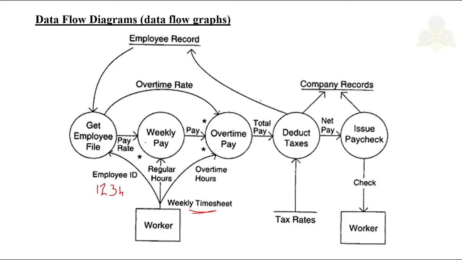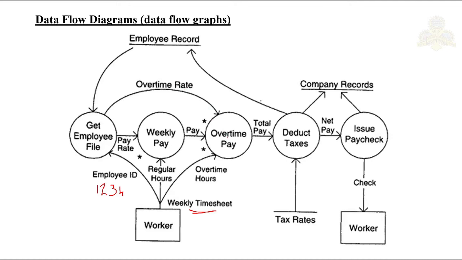Once we have got the employee details, we have to check how many hours he has worked in a week or a month, and whether he has done any overtime. This weekly pay process checks the regular hours he has worked, and the pay rate would be added for those regular hours. Next we have overtime pay. This process checks whether the employee has done any overtime work. If so, the overtime rate for that particular employee level will be fetched from his file and added.